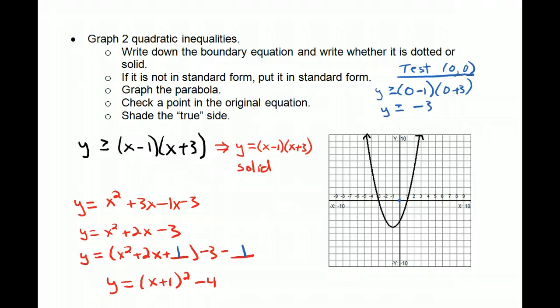Now, I'm supposed to put 0 in for x and for y, so I'm going to take this out and I'm going to put 0 for my y in both places. So is it true that 0 is greater than or equal to negative 3? That is true. So if it's true, you shade the part that has your test point, which is in the middle. So that means for my graph, I'm going to shade what's inside this parabola.